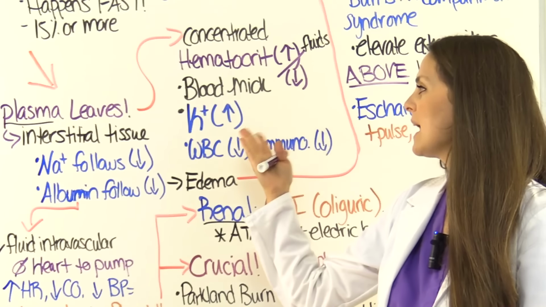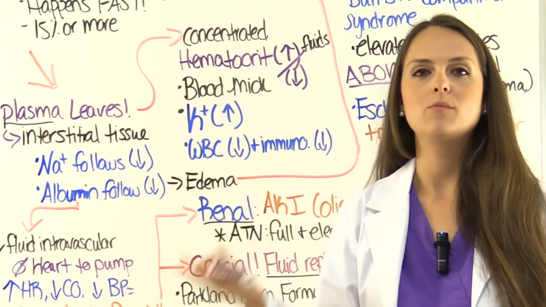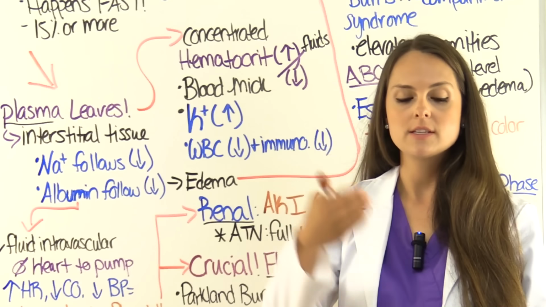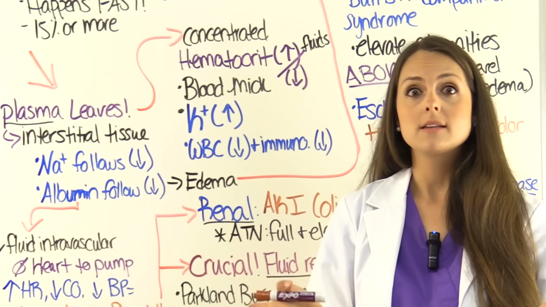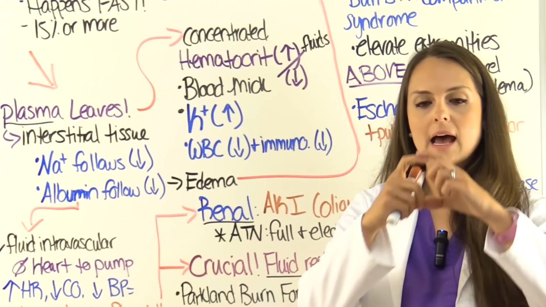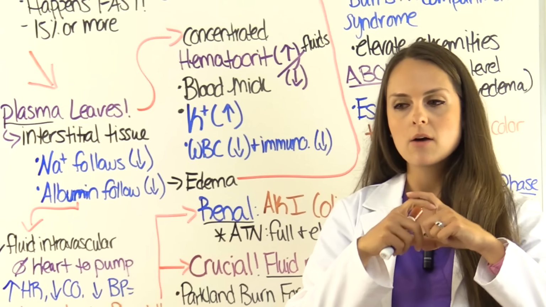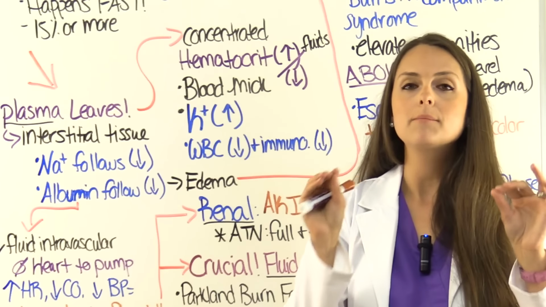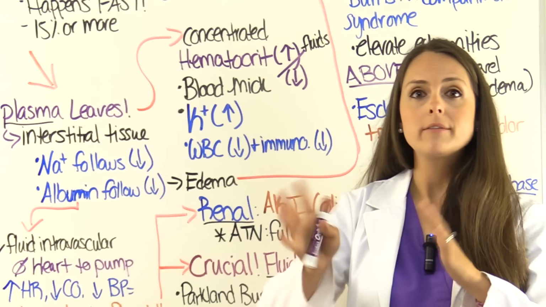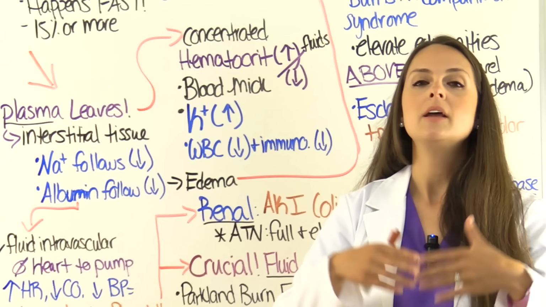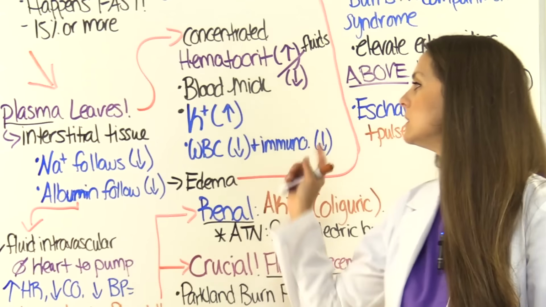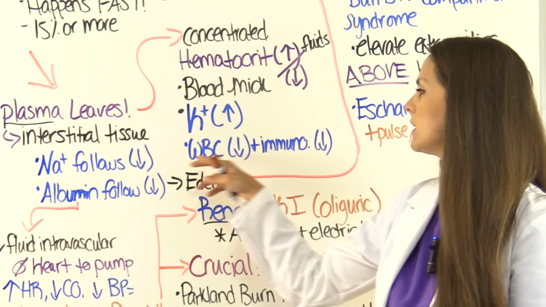Potassium, what do you think is going to happen to potassium? We have an injury to the burn, the cell is affected, it's messed up, and what's inside of our cell? Potassium. Well, whenever that cell breaks open from the damage, it's going to leak potassium into whatever's left in that intravascular system. So we're going to have hyperkalemia. Our potassium levels will increase.